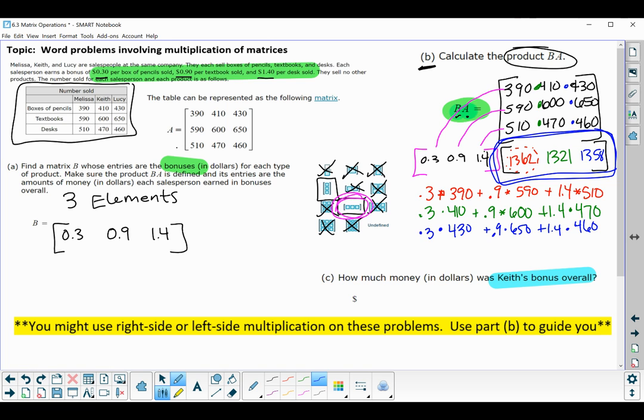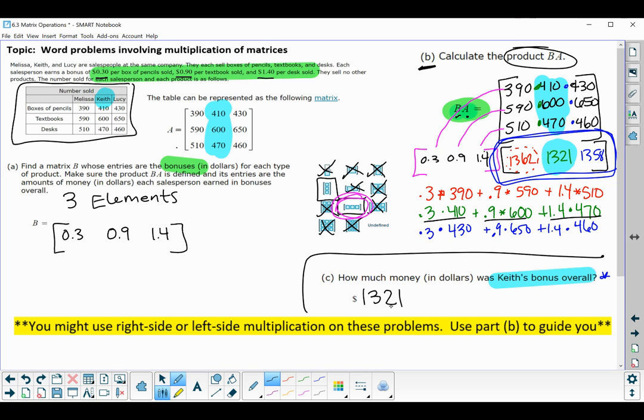And then it will ask you a follow-up question. It says, how much money in dollars was Keith's bonus overall? Well, if you remember back, Keith was our second column. And so this was Keith's bonus overall total. So this added up his bonus from pencils, his bonus from books, and his bonus from desks. So we would input the answer 1321 as Keith's bonus.